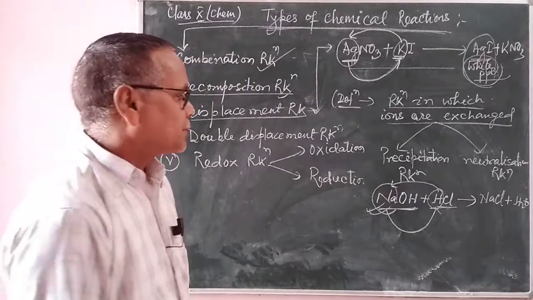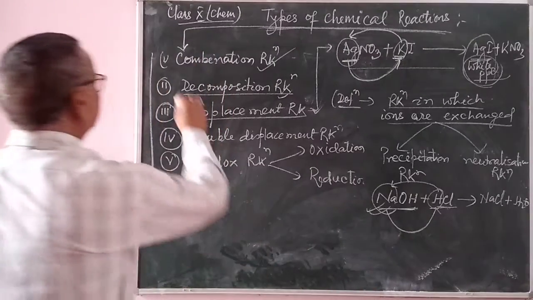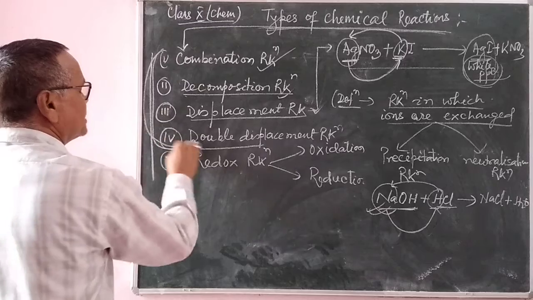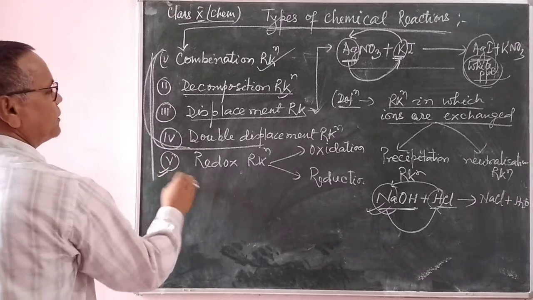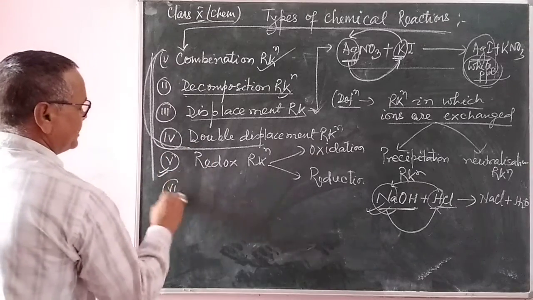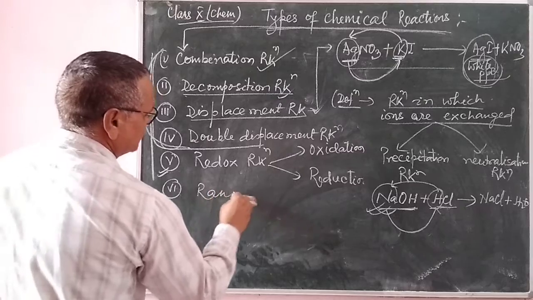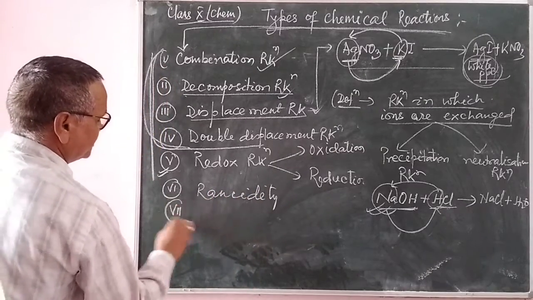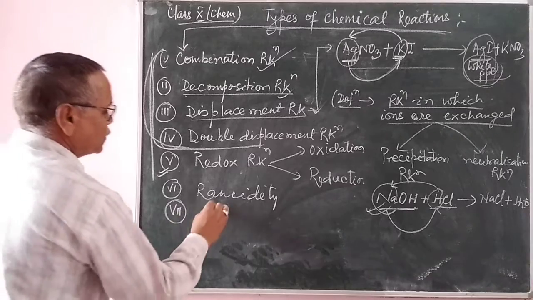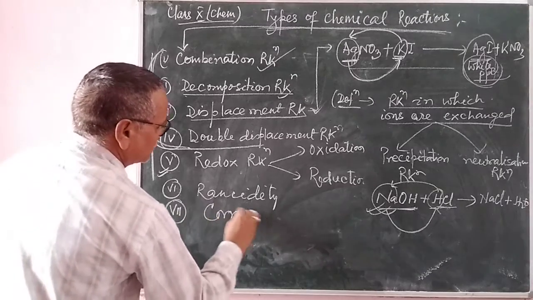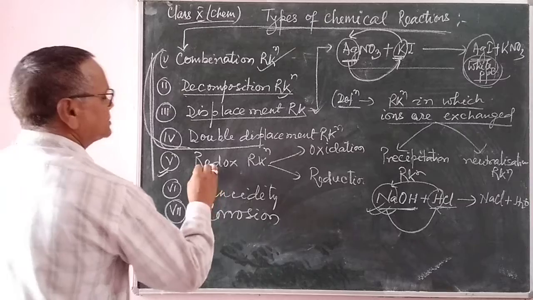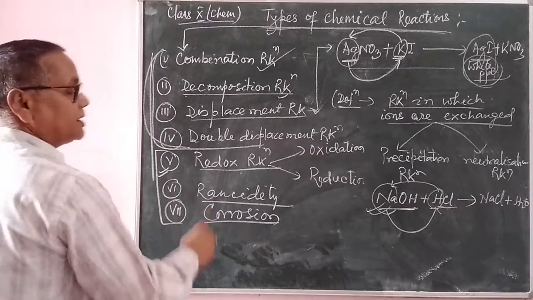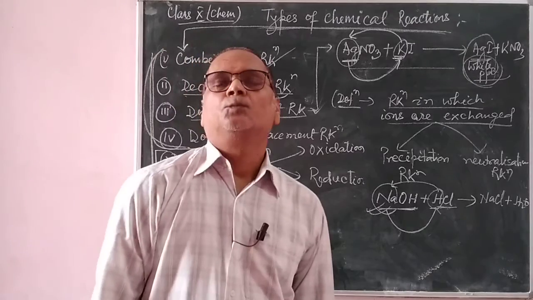Is it clear? So under this I have given you four types of reactions. I will explain redox reactions, then rancidity, and one is left, that is corrosion. Redox reactions, rancidity and corrosion will be given in the next video.